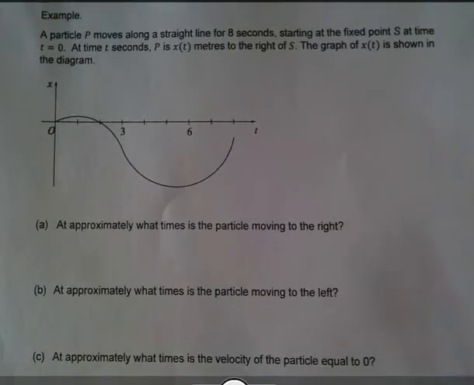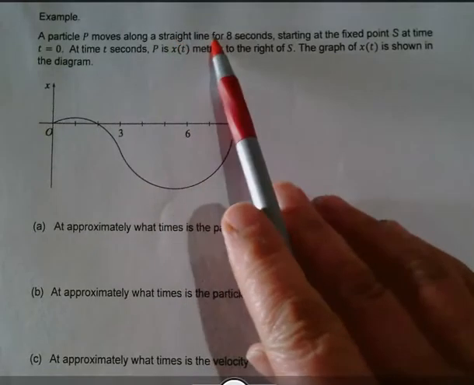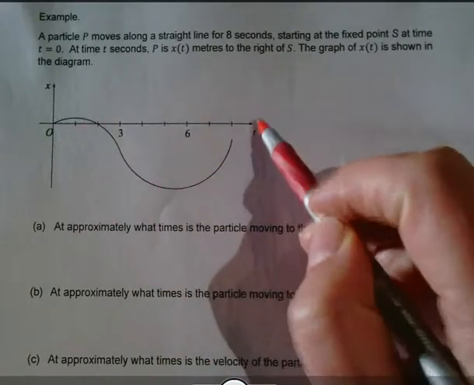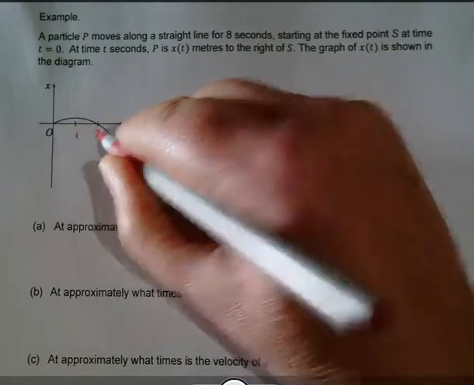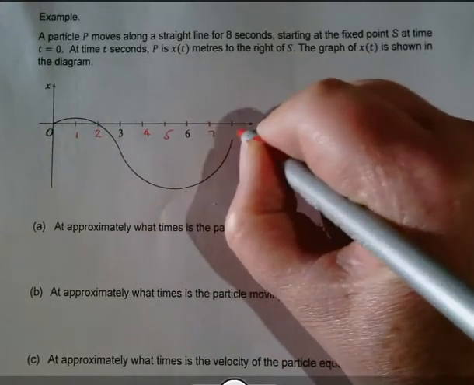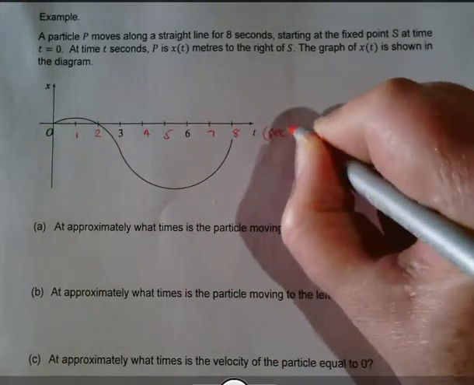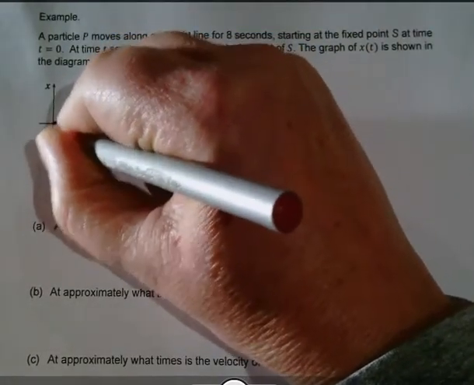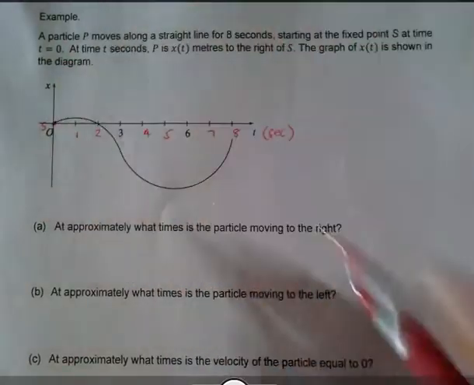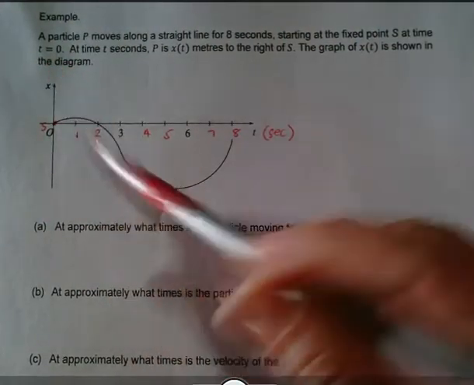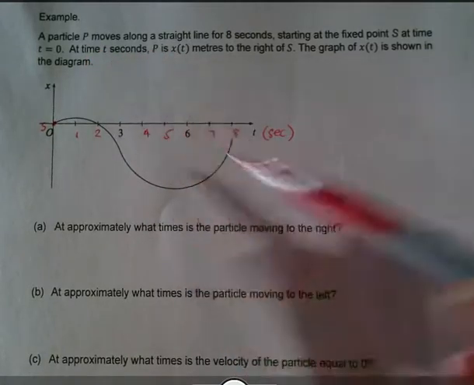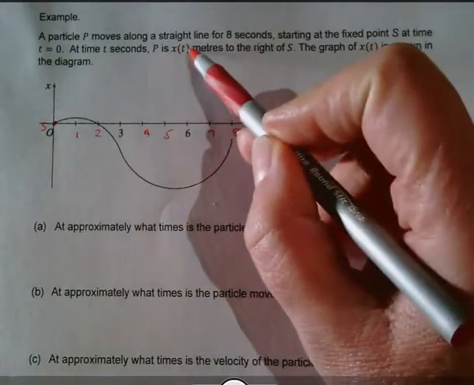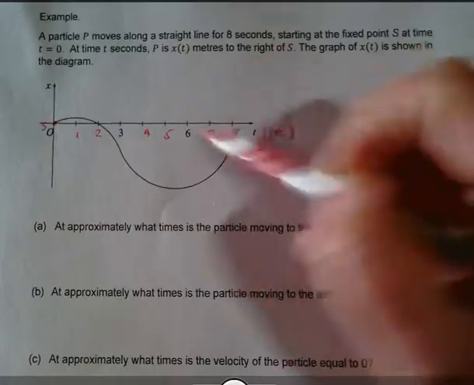Okay, so let's have a look at this example. A particle moves along a straight line for 8 seconds. So this is its displacement, and this is the time, 1, 2, 3, 4, 5, 6, 7, 8. Time is in seconds. It starts at a fixed point S, so this is position S at time t equals 0. And at time t seconds, the particle P is x meters to the right of S. This is just x as a function of t.